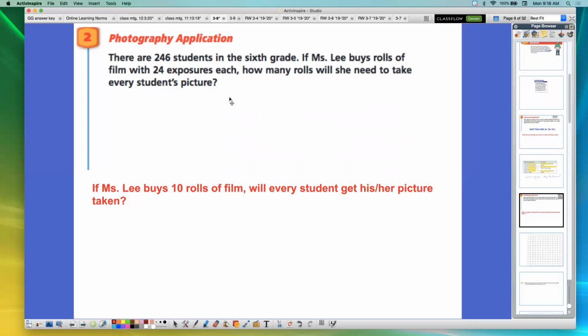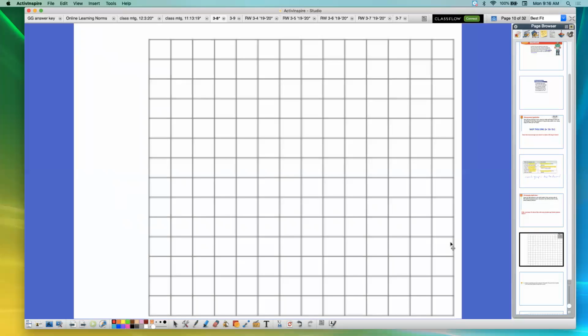So to do this problem, what we need to figure out is if she buys 10 rolls of film, will every student get his or her picture? Well, we got to do the problem first. So let's go do the problem on some graph paper. And this is a division problem. So I want you to show this in your notes, okay?